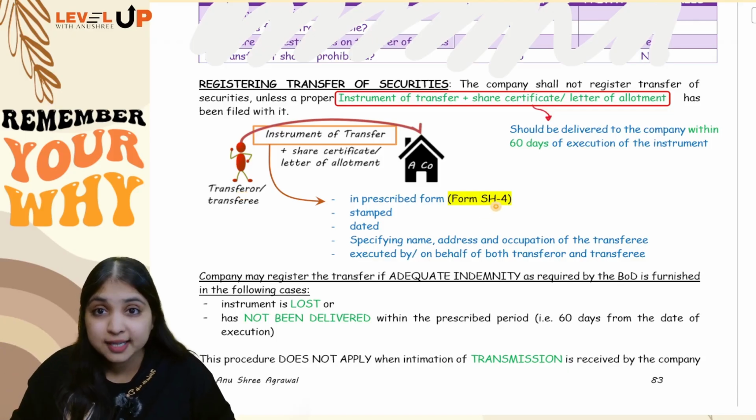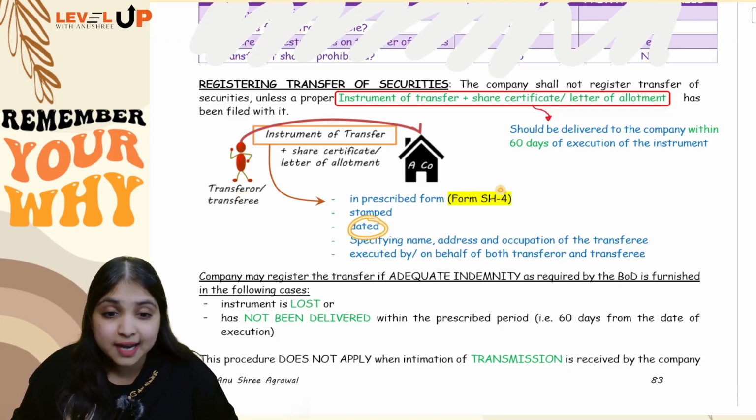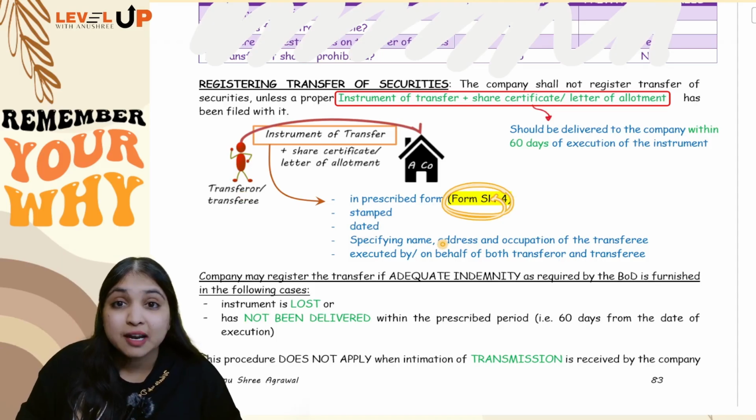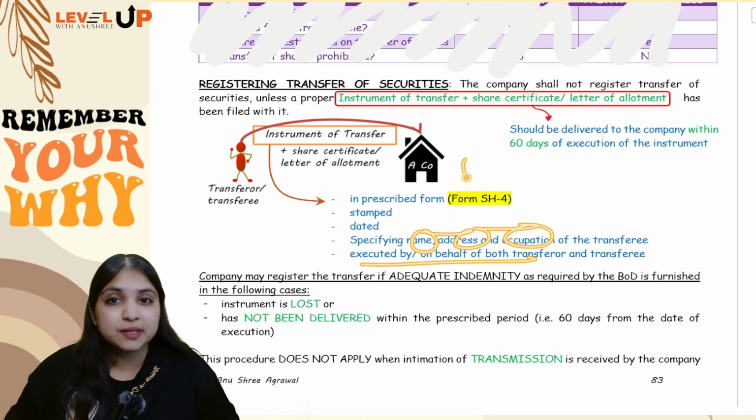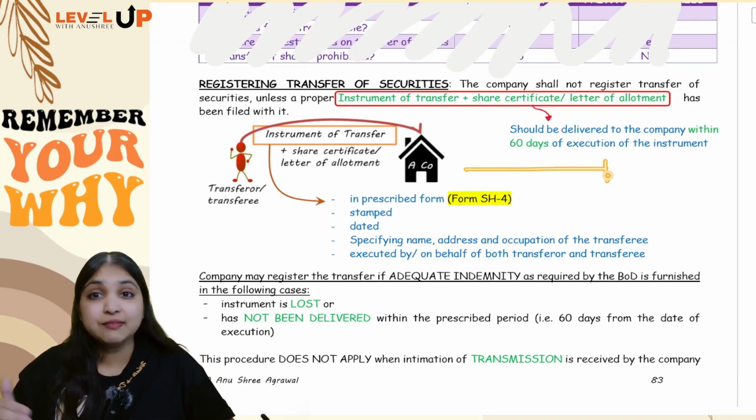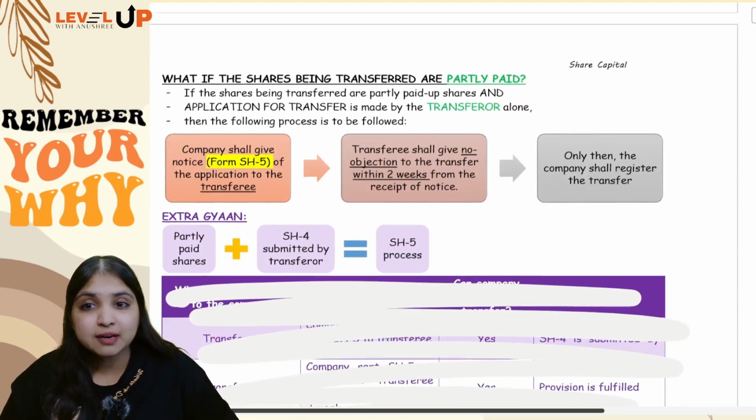The SH4, the instrument of transfer, has to be stamped. It has to be in this particular form only. It will contain the transferee's name, address, occupation. It has to be signed by both. From the date of execution, within 60 days itself, it has to be submitted to the company. Then we learnt about transmission.